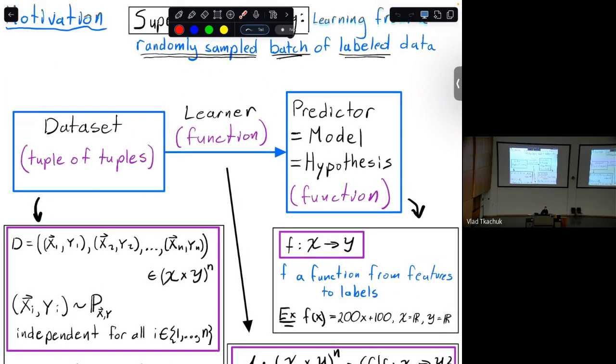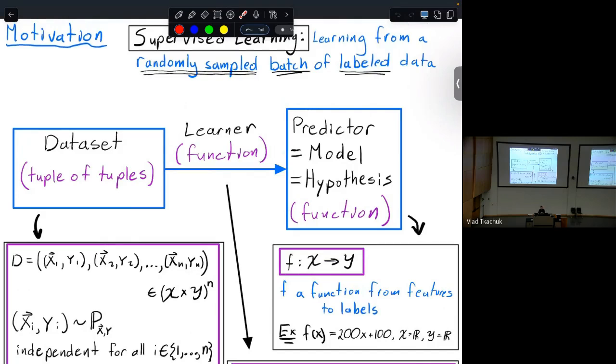Okay, are there any questions about that? Because it's going to turn out there's a lot of notation to define for probability and so on.